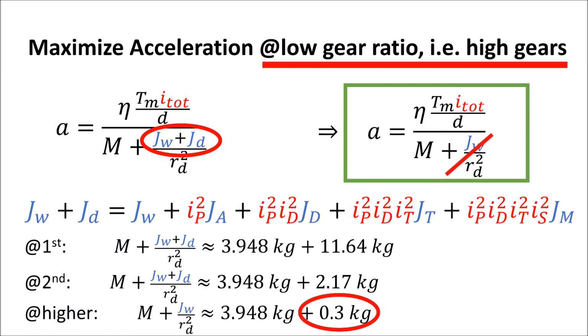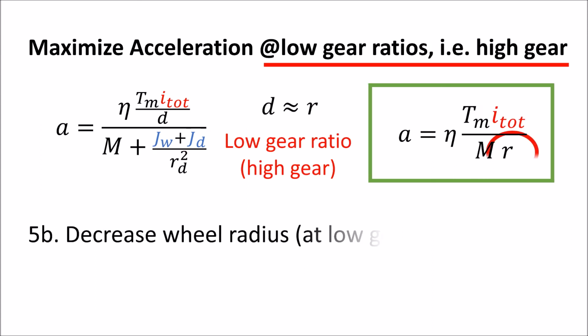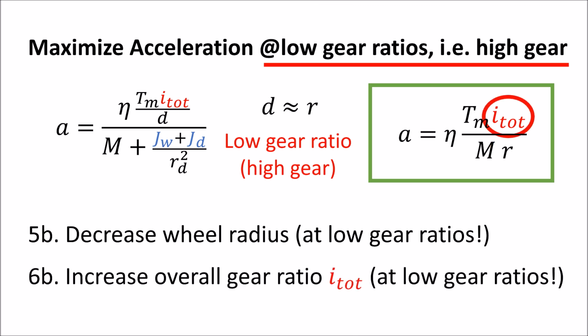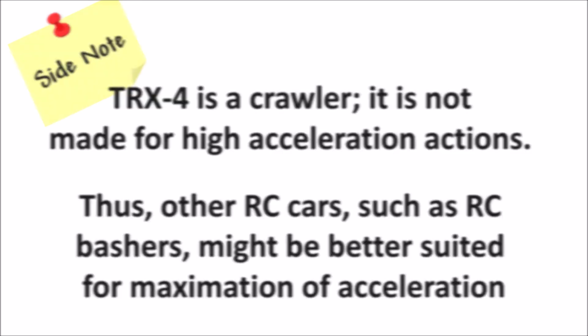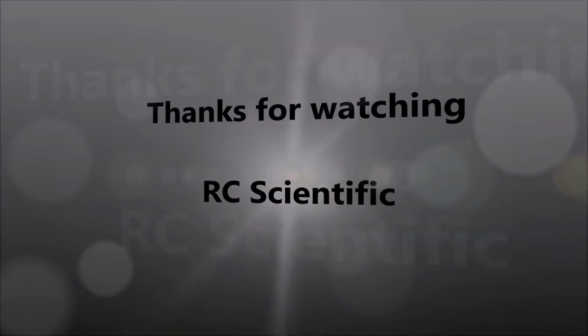For reaching high accelerations at low gear ratios, which is at high gears, we recommend to decrease wheel radius and to increase overall gear ratio. Of course, we are aware that the TRX-4 is a crawler, not made for high accelerations. Nevertheless, it was a convenient model that can give us insight into the drivetrain and explain aspects of acceleration.